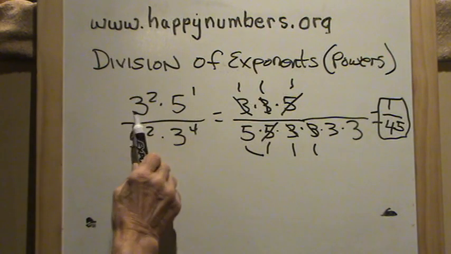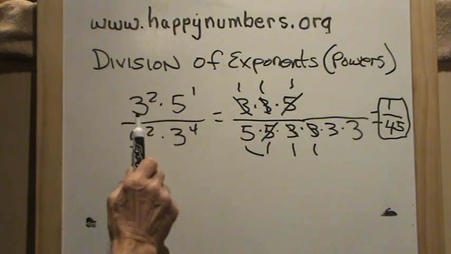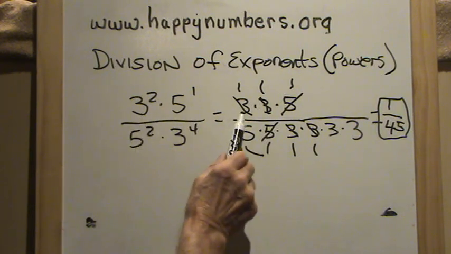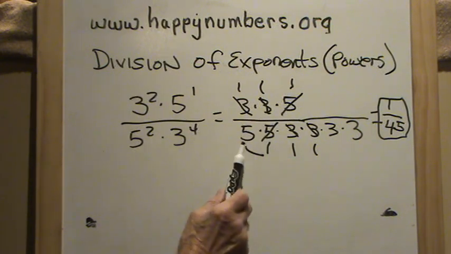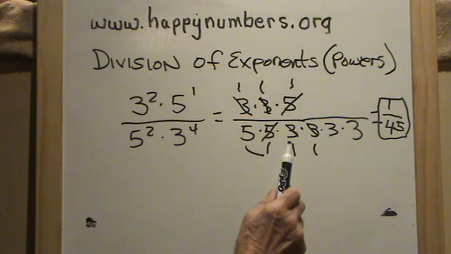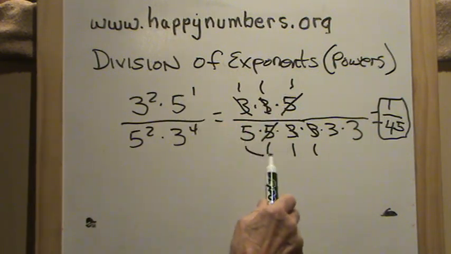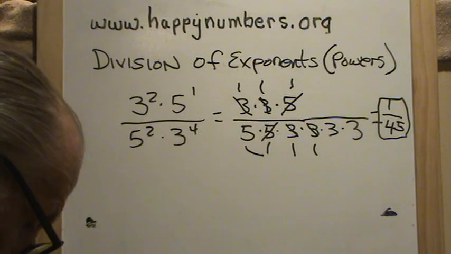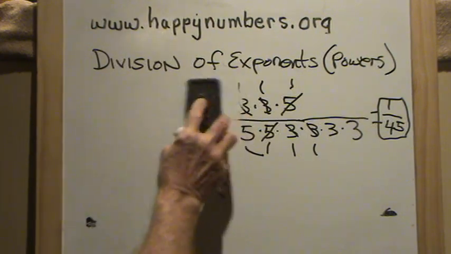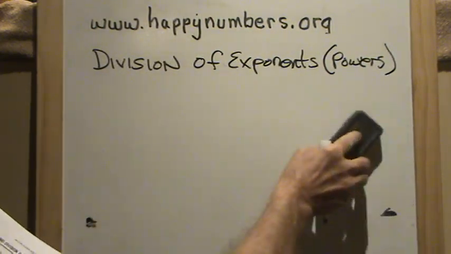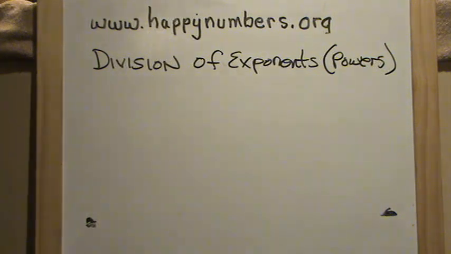So again, we had 2 terms in the numerator and 2 terms in the denominator, but we just expanded them. 3 squared became 3 times 3. 5 to the first power is just 5. 5 squared was 5 times 5. 3 to the fourth power, 3 times 3 times 3 times 3. We did our cancellation, did our multiplication, and that was it. Well, let me put up a problem for you to work here. So this is very similar to the multiplication, except that we're doing division.